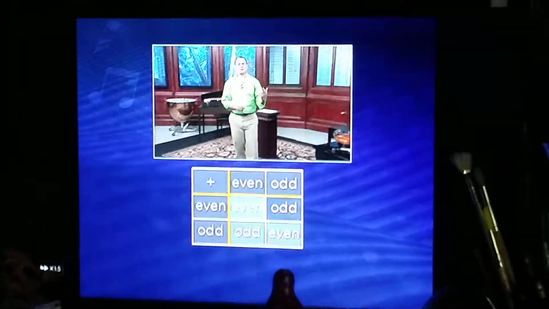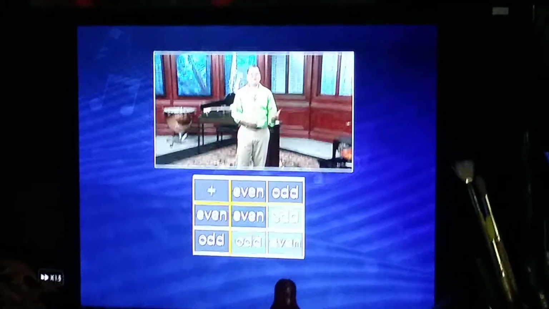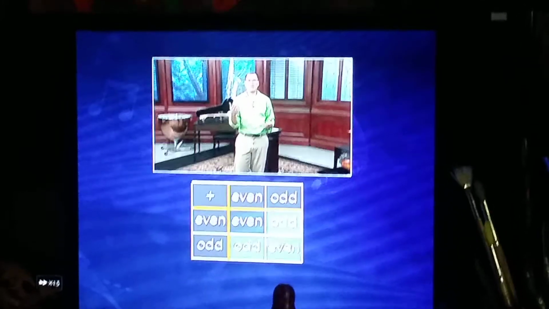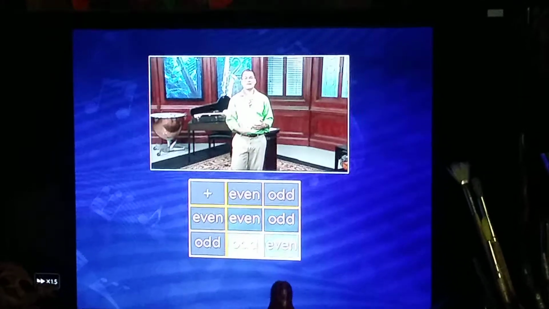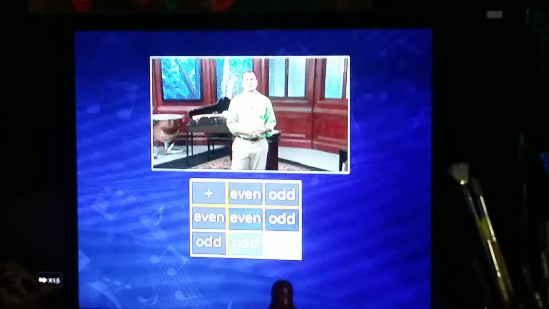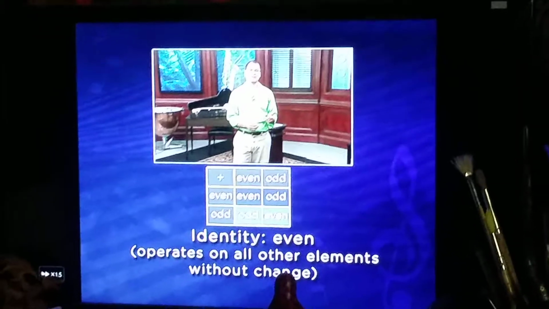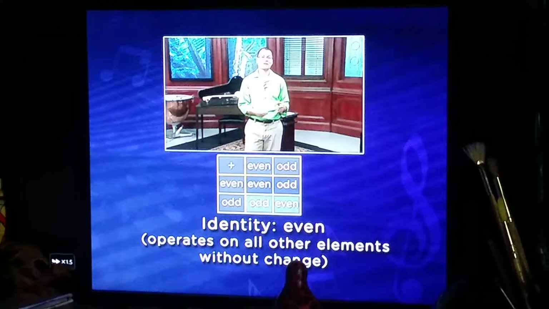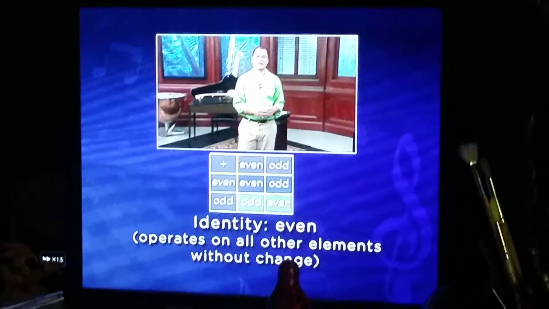If you take even numbers plus even numbers, you get even numbers. If you take even numbers plus odd numbers, the result of any one of those is going to be odd numbers. If you take an odd plus an even, you get odd. And finally, if you take an odd plus an odd, you get even. The identity here is even, because it operates on all the other elements without changing it. If you take something and add an even, you get that something back again.